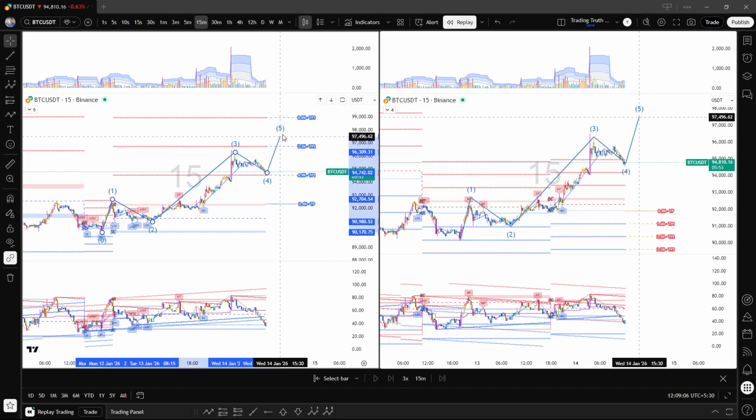Okay, I mean, it's already forming a structure for divergence. It soon is gonna happen, and it's gonna go to 100K.